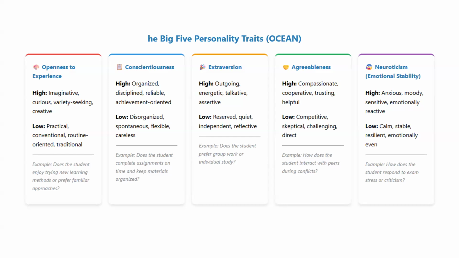They are high in imagination. They can imagine well. They have curiosity to do new things. They always seek creativeness and novelty. They try to find novelty in everything. They do not follow traditional habits. Example: does the student enjoy trying new learning methods or prefer familiar approaches? Our familiar approaches we have in our classrooms.